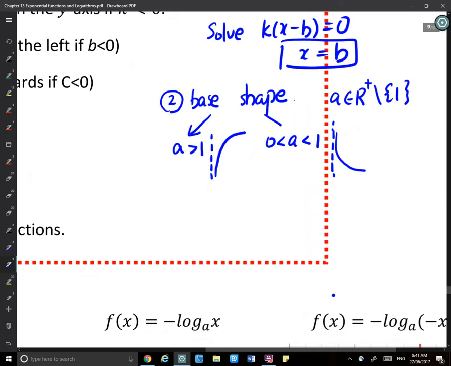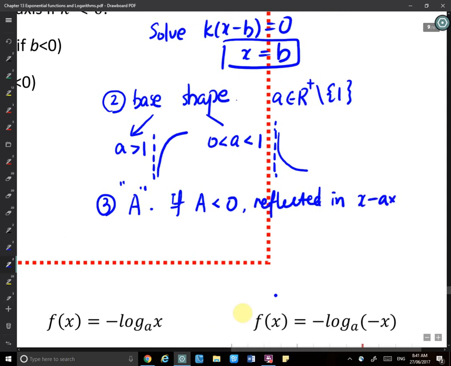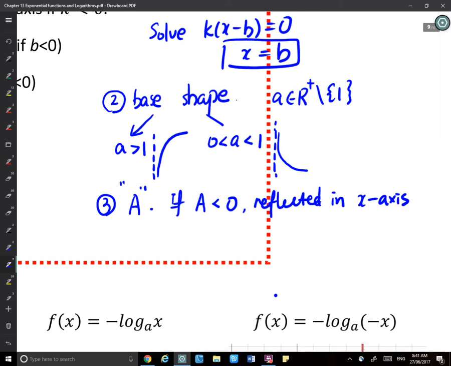And number 3, we'll think about the capital A value. The A you times in the front, or you can think about K, doesn't matter. So if A is less than 0, it's reflected in the x-axis. It's changing the y value, so it's reflecting in the x-axis. It's reflected down. If you have 1, 3, now you have 1, negative 3. You reflect by the x-axis.